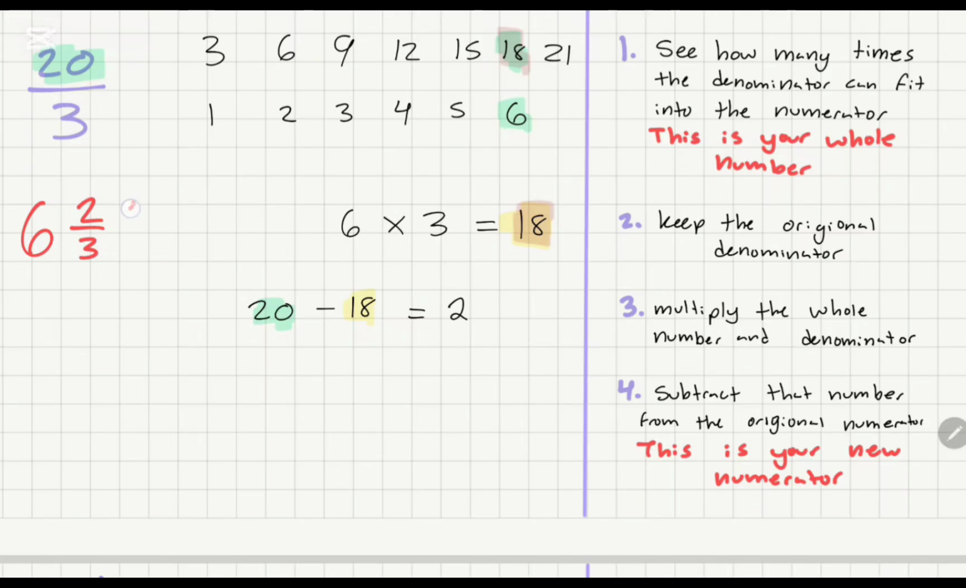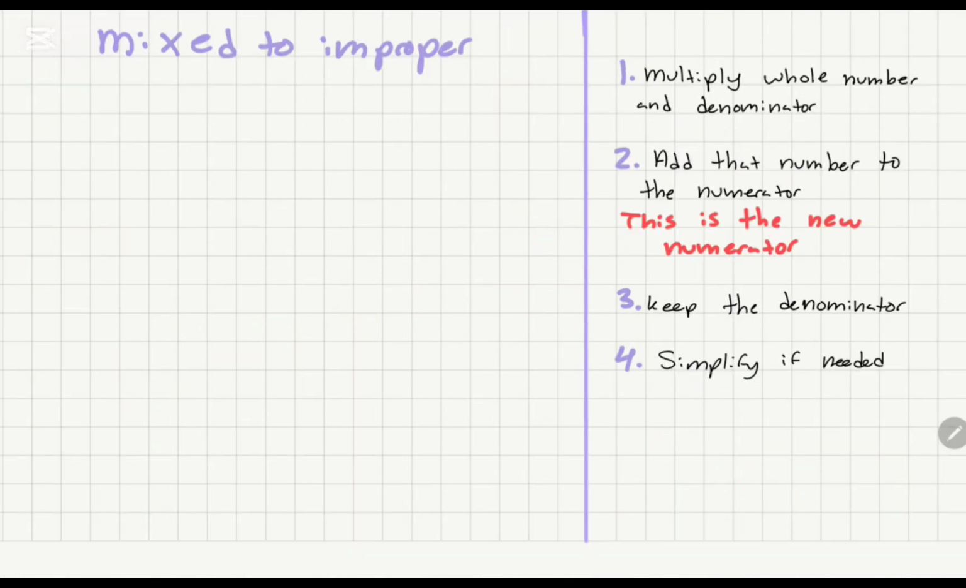Now, something that you should always know is that when you're doing mixed fractions, our top number is always going to be smaller because it is a proper fraction. So that's how you do this. Now let me go over the opposite.